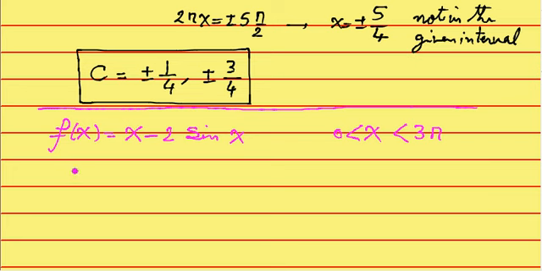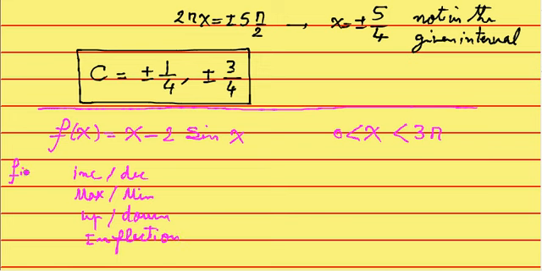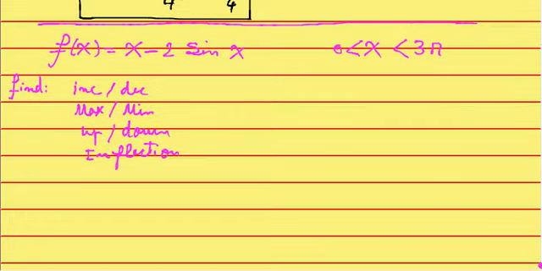So we want increasing and decreasing intervals. We want relative max and min. We want intervals of concavity up or down, and we want the inflection points. So the whole list. Again, perhaps your difficulty was with respect to dealing with trigonometric functions.